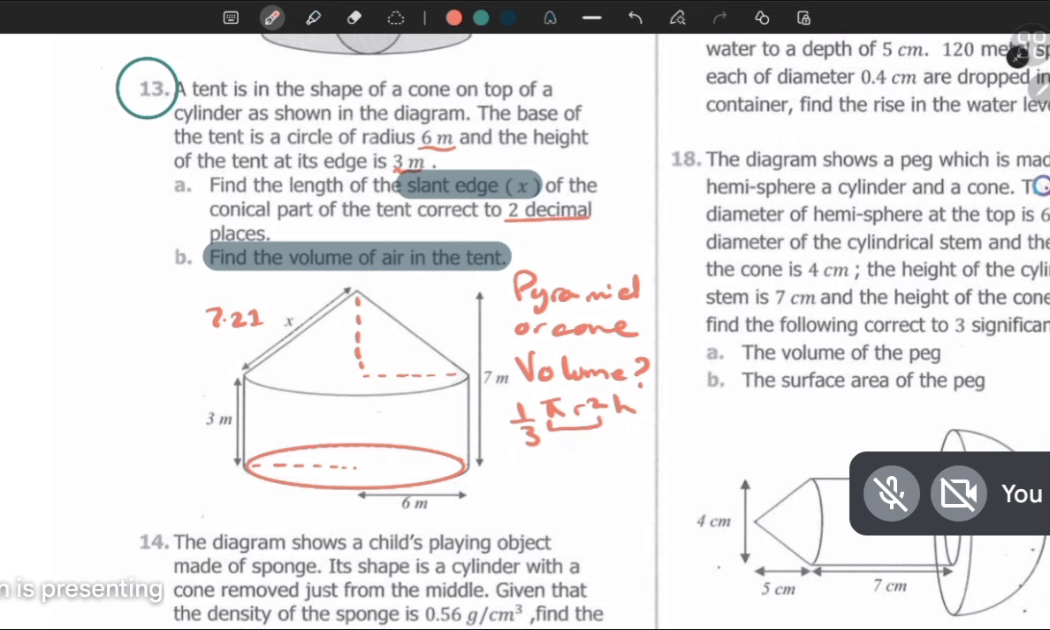And what is the volume of a cylinder? Pi r square h. So can you give me the volume by adding both?